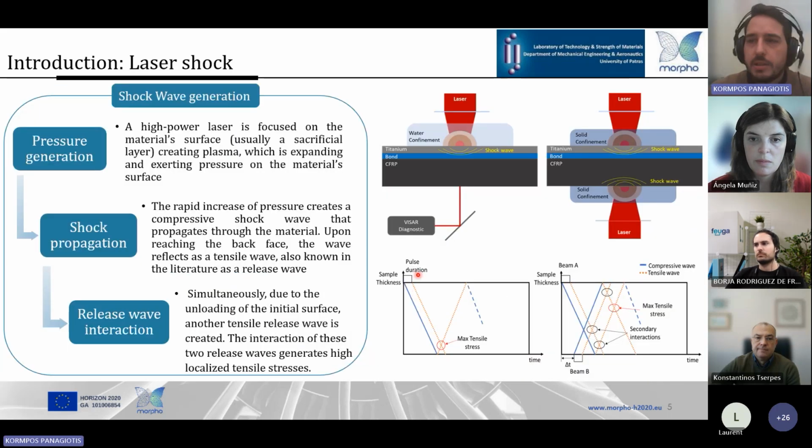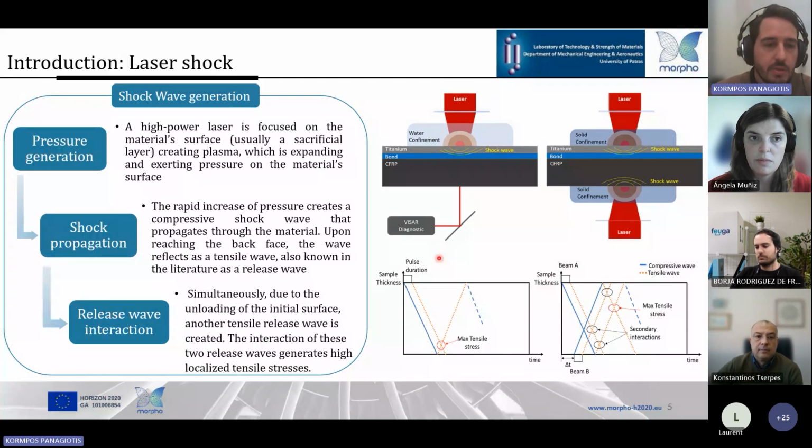The proposal studied in the Morpho project concerns the disassembly of bonded structures using the laser shock technique. And as Laurent already mentioned, laser shock is a technique based on laser-matter interaction. When a high-powered laser is focused on the material surface, it generates plasma that rapidly expands and exerts pressure on the material. This plasma expansion can be confined using a dielectric material that is transparent to the laser, and this further increases the generated pressure.